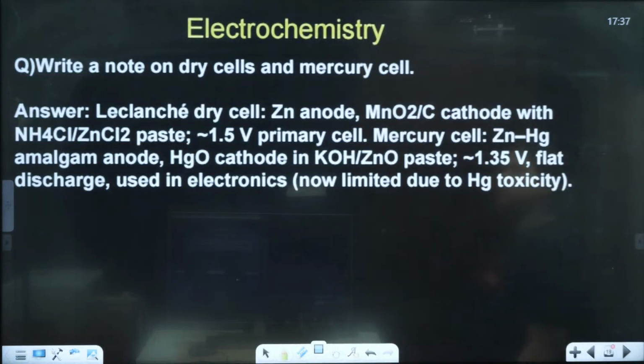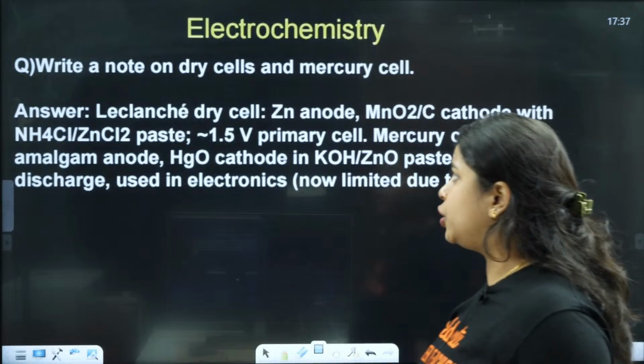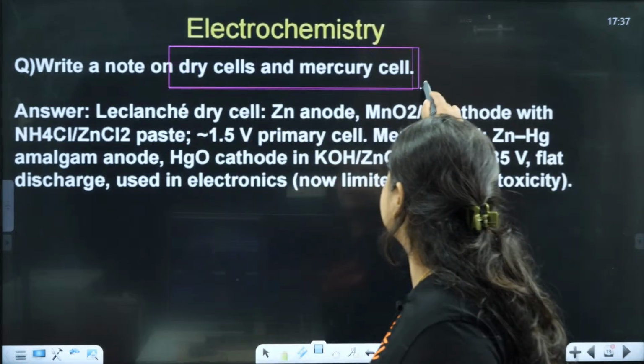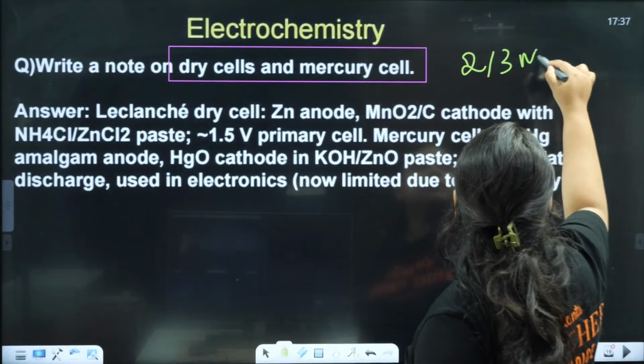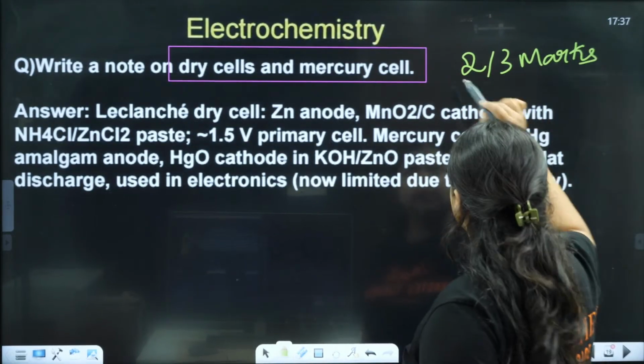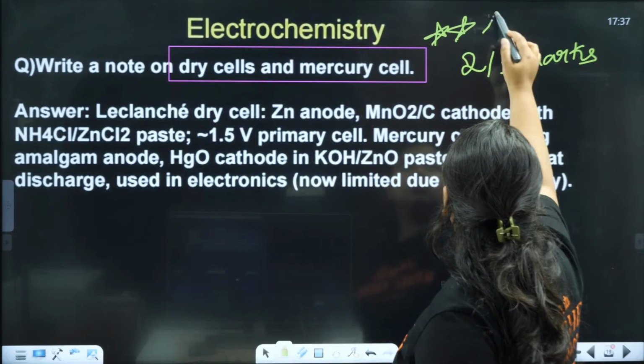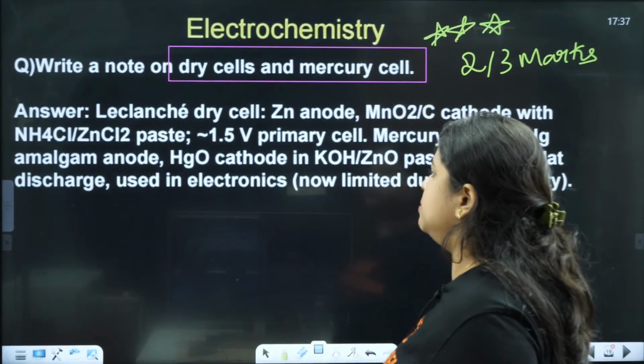Next one: write a note on dry cells and mercury cells. Dry cells and mercury cells. Most probably they will ask it for 2 or 3 marks. Sure question, okay guys. Whichever sure questions I mention, 100% they will come.